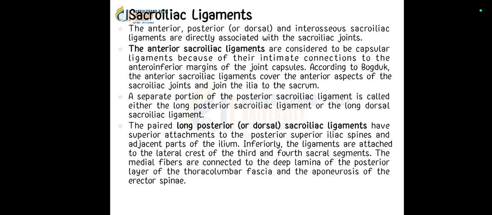A separate portion of the posterior sacroiliac ligament is called either the long posterior sacroiliac ligament or the long dorsal sacroiliac ligament. The paired long posterior or dorsal sacroiliac ligaments have superior attachment to the posterior superior iliac spines and adjacent part of the ilium. Inferiorly, the ligaments are attached to the lateral crest of the third and fourth sacral segments. The medial fibers are connected to the deep lamina of the posterior layer of the thoracolumbar fascia and the aponeurosis of the erector spinae.